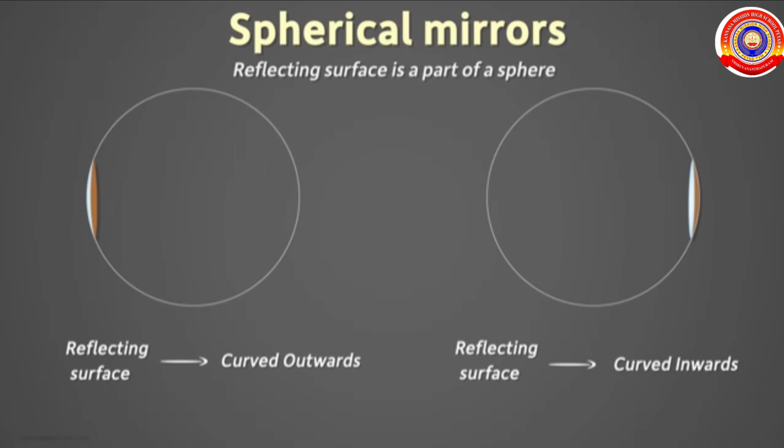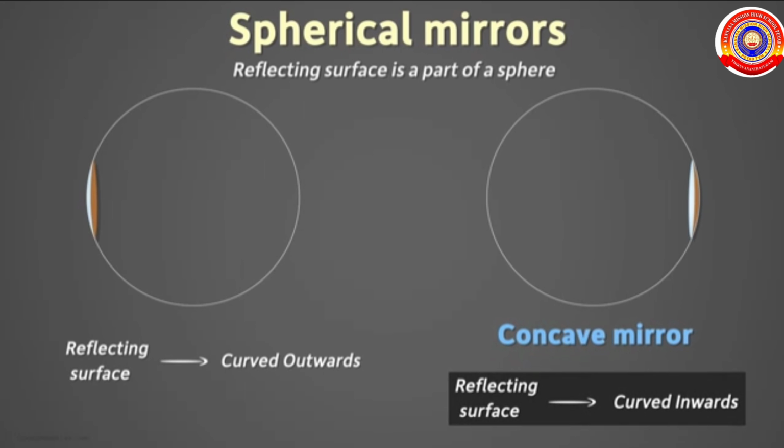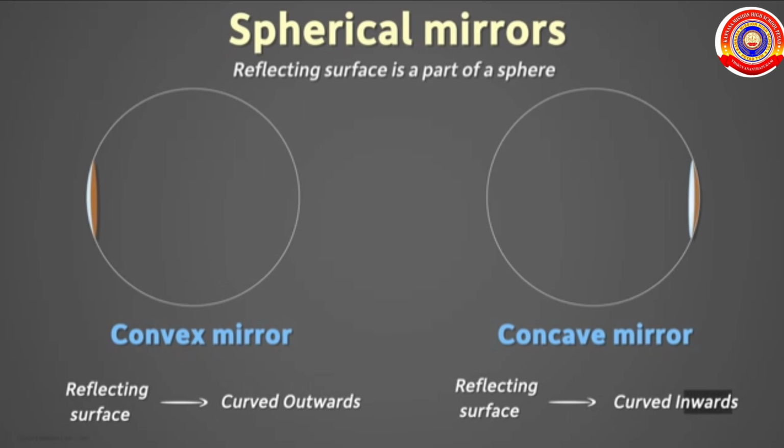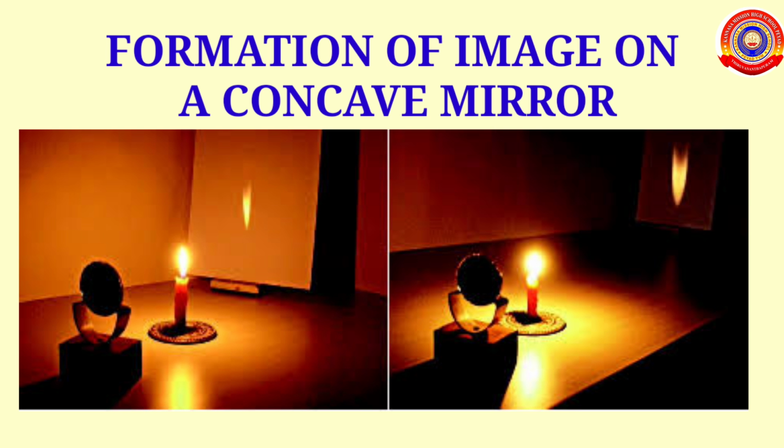Both of these have special names. The mirror that has a reflecting surface curved inwards is called a concave mirror. And the mirror that has a reflecting surface curved outwards is called a convex mirror. Yes, inwards concave and outwards convex. Let's see the formation of image on a concave mirror.